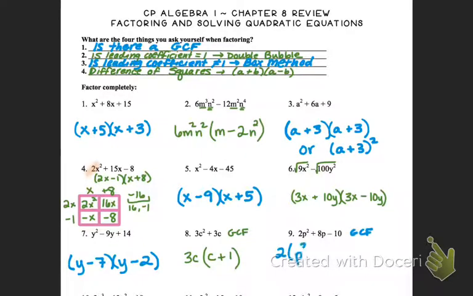Number 9, step 1, there is a GCF, 2, 8, and 10. We can take out a 2, leaving us p squared plus 4p minus 5. Now this is one of those questions where you can factor further. Inside those parentheses, we have a trinomial.